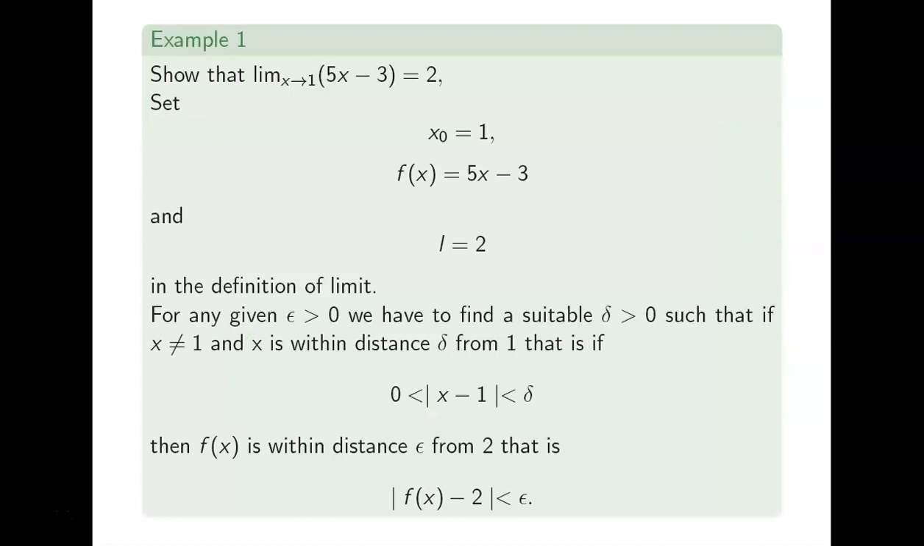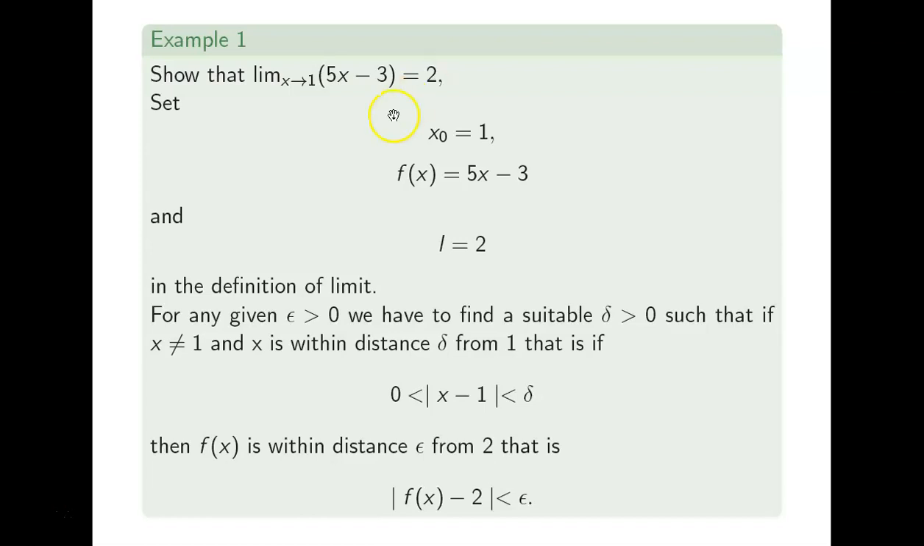First example is to show that limit x tends to 1, 5x minus 3 is equal to 2. In the calculative way, this limit looks very easy, as you just substitute x equal to 1 here and you get this answer as 2. Let us check that limit x approaches to 1, 5x minus 3 is equal to 2 with the help of epsilon delta definition of limit.